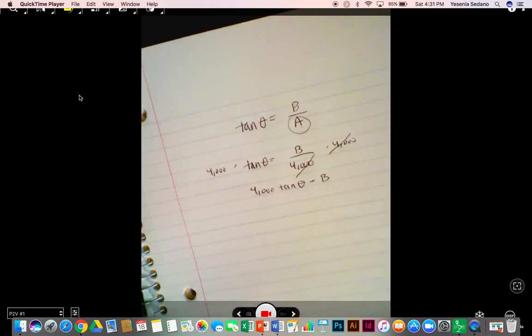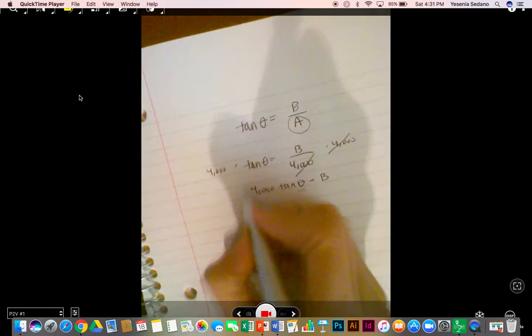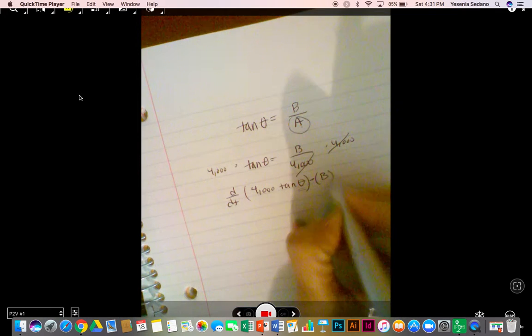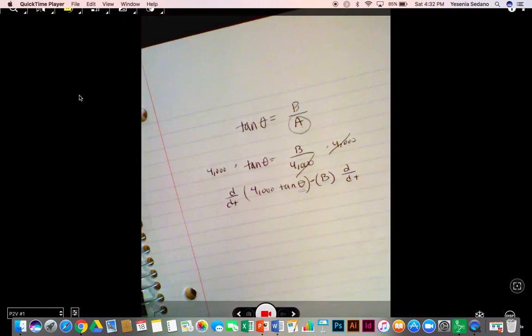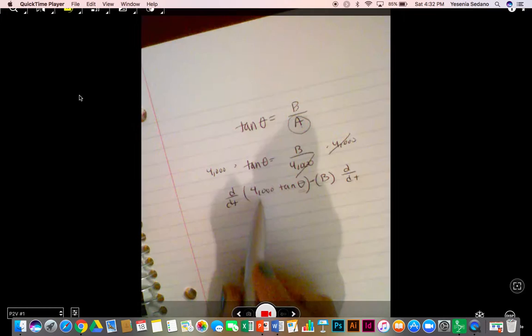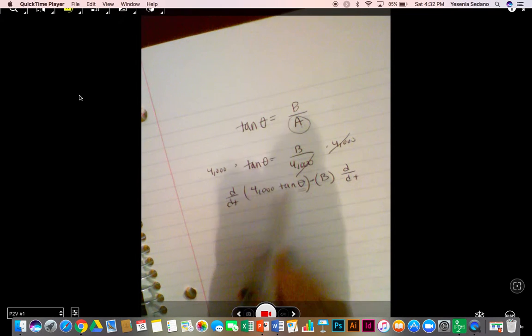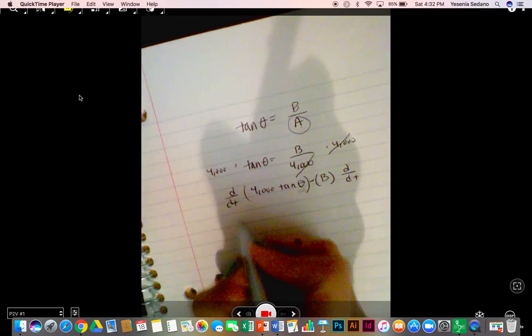Now, because we're looking for the rate of change of the angle, let's take the derivative of both sides. I'm going to be doing d dt of both sides. So this will not become 0, because it's a constant in front of a function. You're just going to keep that in the front. So it's going to be 4,000.